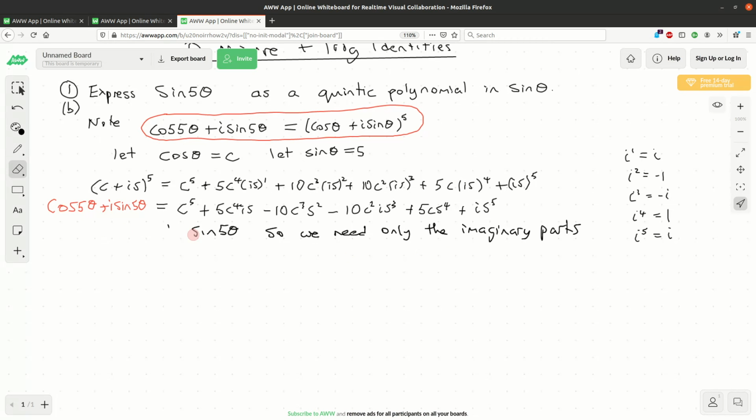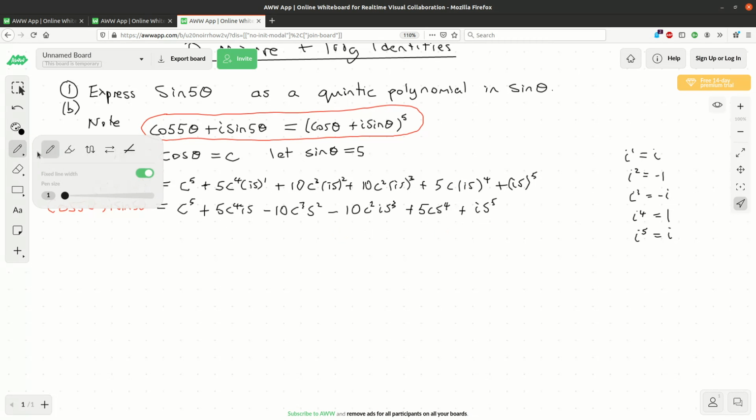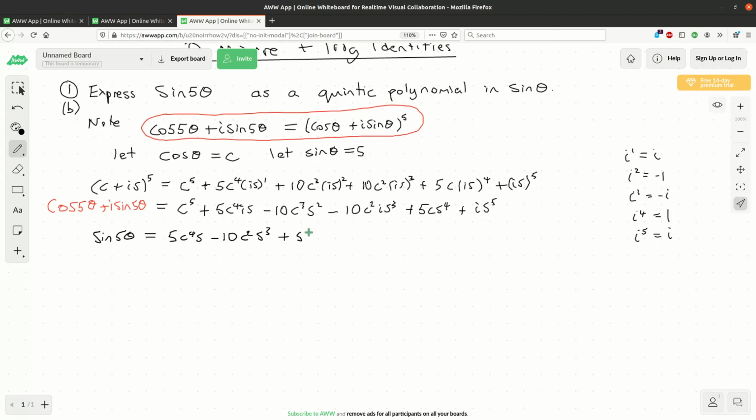Okay, so what are we going to do? We're just going to look and we're going to say, okay, so the sine must simply be, well, where have we got i's involved? We have 5c to the power of 4 s minus 10c squared s cubed, and then finally plus s to the power of 5. That's all we need for sine 5 theta.